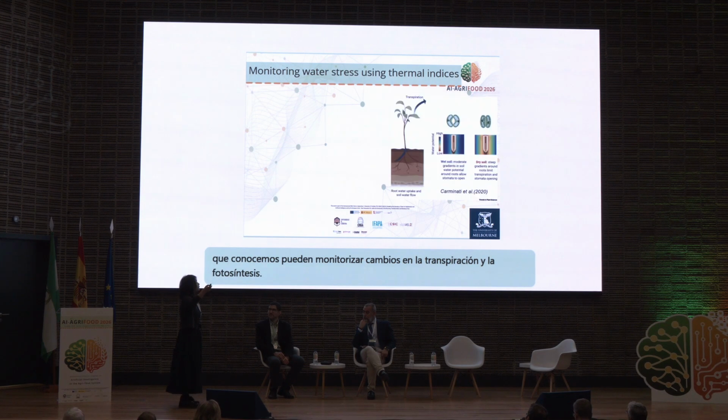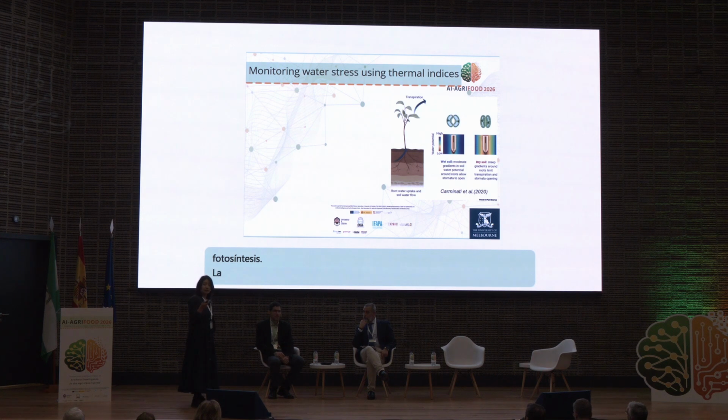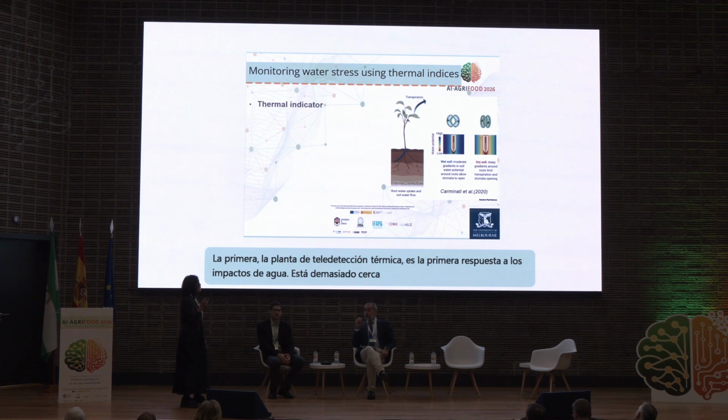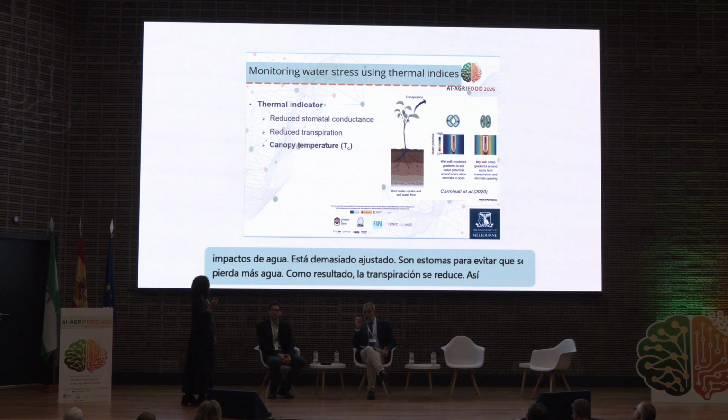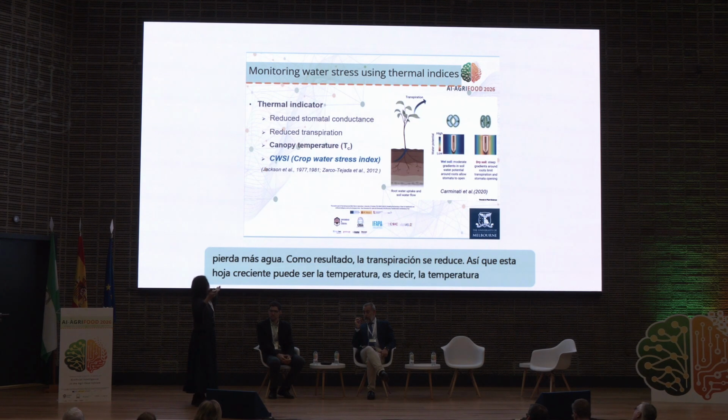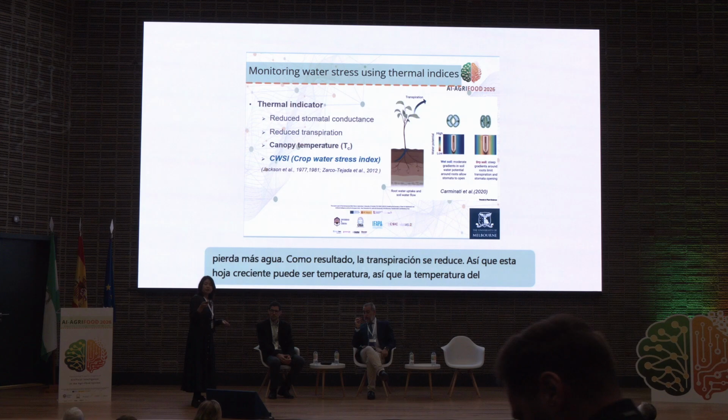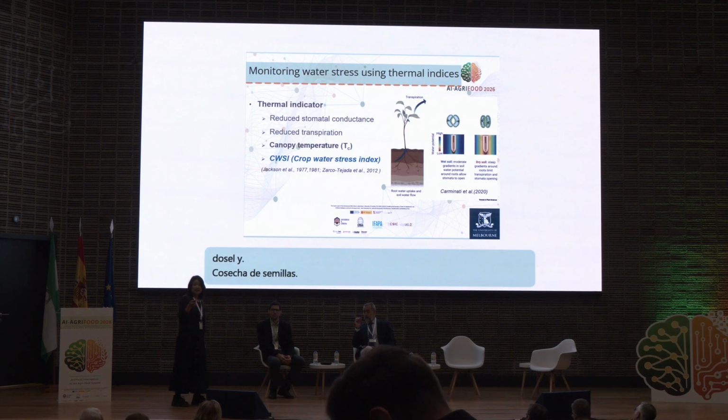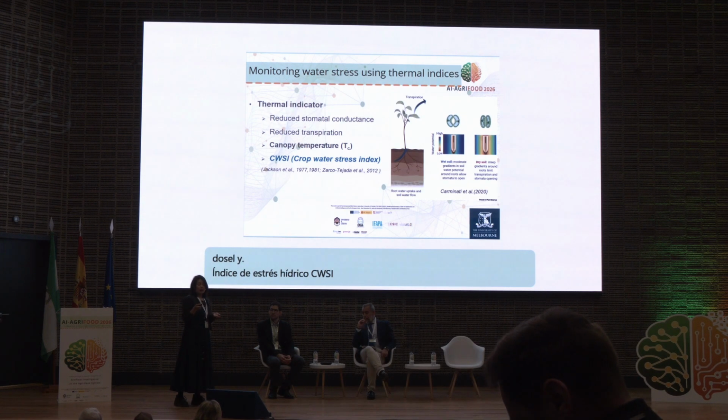The first one would be thermal remote sensing. The plant's first response to water stress is to close its stomata to prevent more water loss. As a result, transpiration is reduced, so leaf and canopy temperature increase. So canopy temperature and the crop water stress index, CWSI, derived from thermal remote sensing, has been a well-established method for water stress detection.